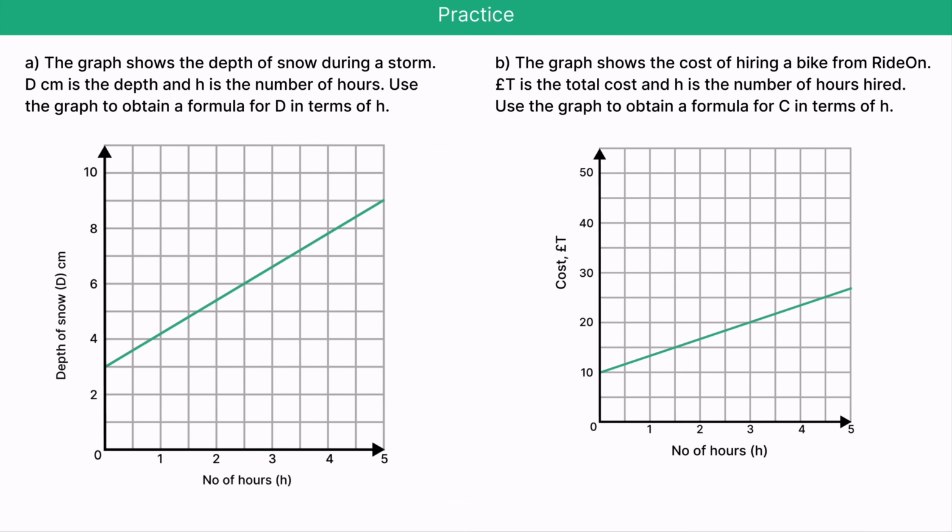So here's some practice questions. Press pause now and have a go. Okay, I'm about to put the answers up just now. So here are the answers.